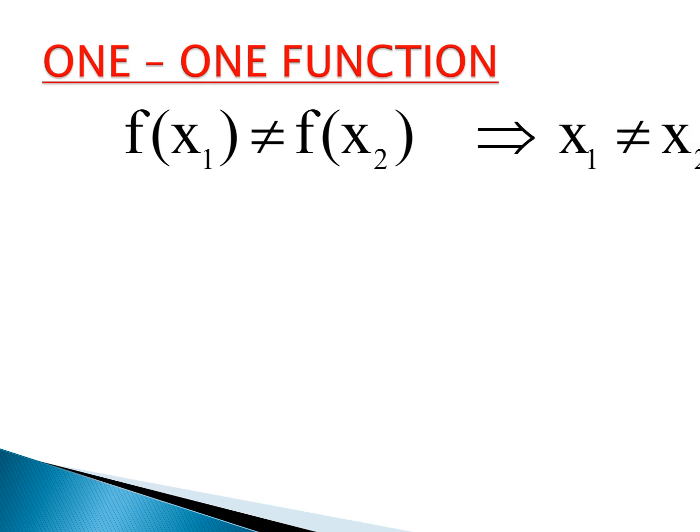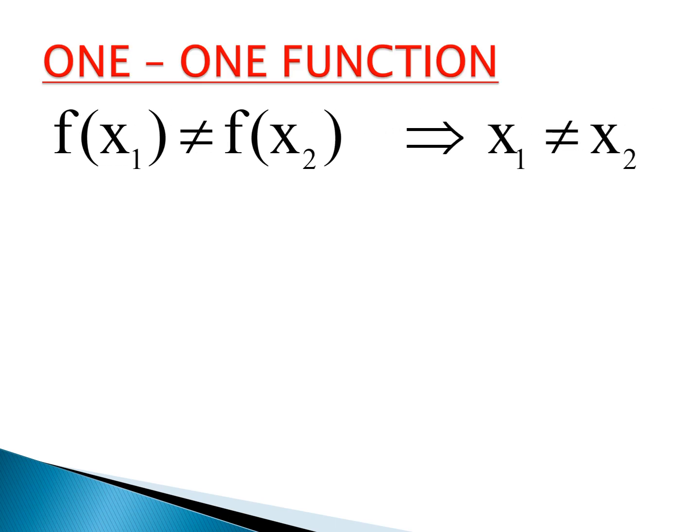One-to-one function. We have to take f of x1 is not equal to f of x2. Finally, we have to prove that x1 is not equal to x2. Suppose you are taking f of x1 is equal to f of x2, then we have to prove x1 is equal to x2. Or you can use f of x is equal to f of y. You have to prove x equal to y. If you are taking f of x is not equal to f of y, you have to prove x is not equal to y.